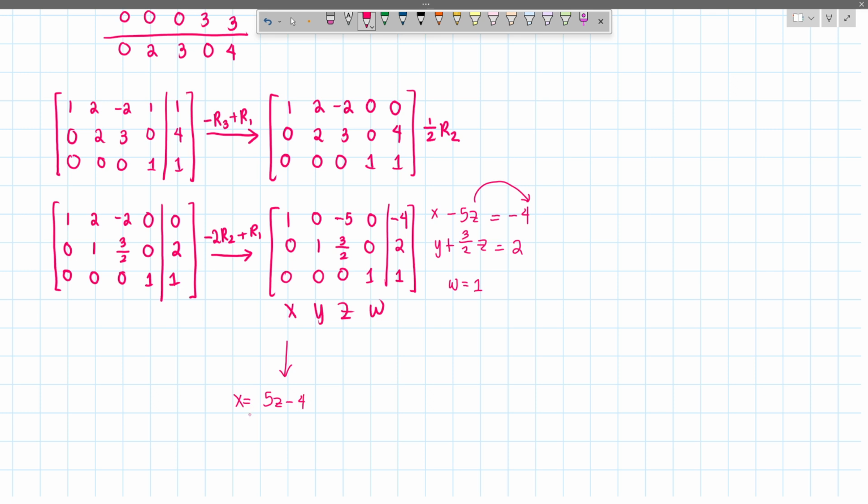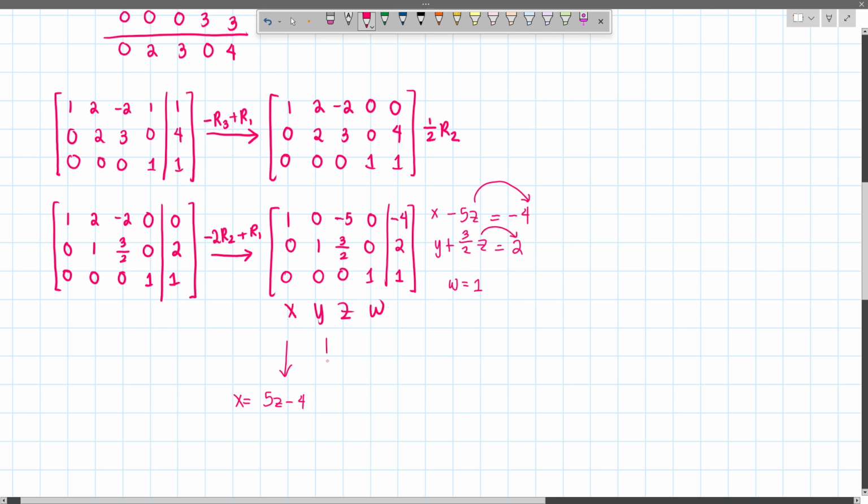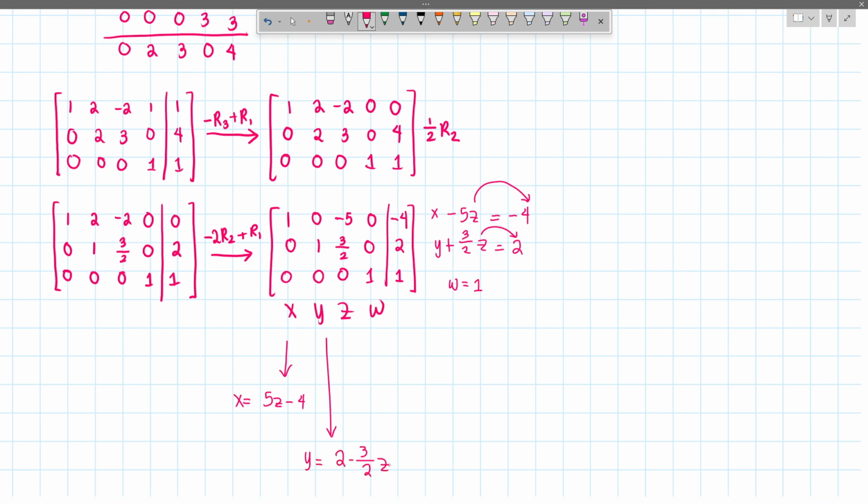And then for the other one, for y, we can also rewrite y in terms of z. Transposing this, we know that y is equal to 2 minus 3/2 z. We don't have a value for z, so z can be any real number, and we don't have any contradictions for that. And for w, we just have one unique value, which is 1.